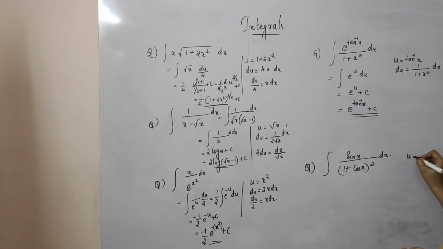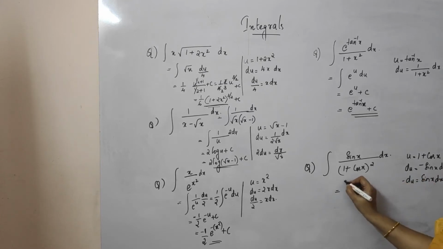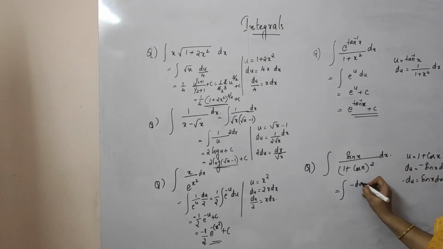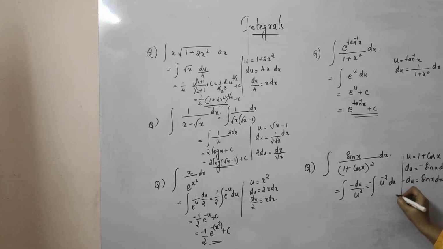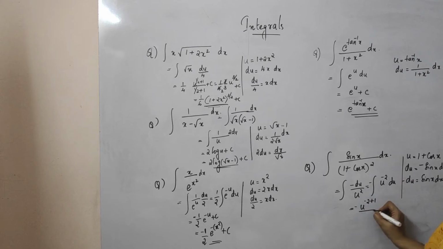Here, what will I substitute u as? u is equal to 1 plus cos x. So what is du? Minus of sin x dx. Or I can write minus of du is equal to sin x dx. Okay. So this becomes the integral of minus of du by u square. This is same as minus of u raised to the power of minus 2 into du. What is u raised to the power of minus 2? u raised to the power of minus 2 plus 1 by minus 2 plus 1 plus c.